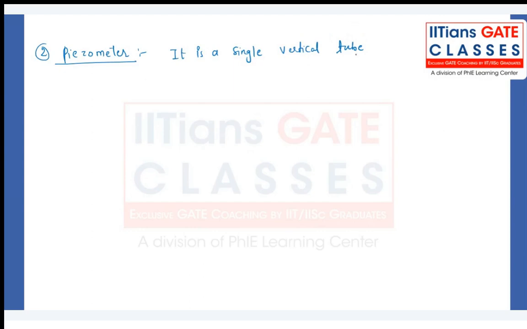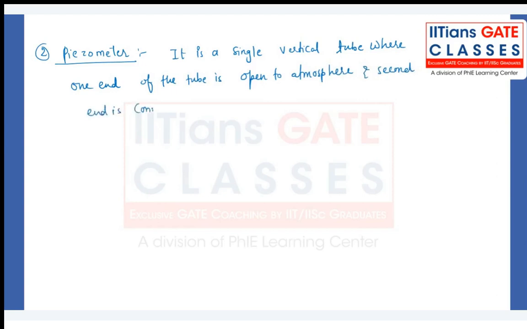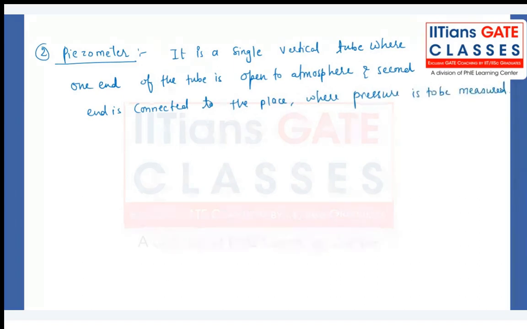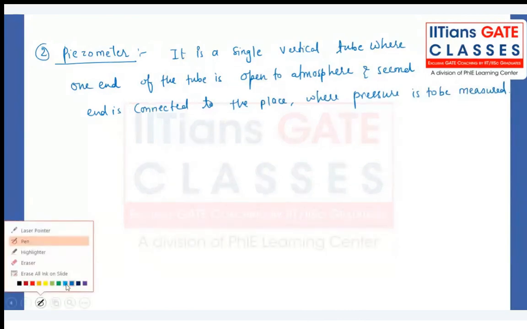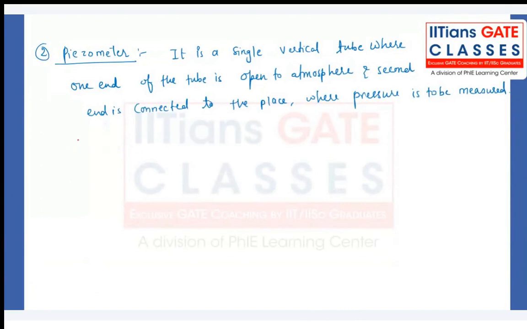So it is a single vertical tube where one end of the tube is open to atmosphere, and the second end is connected to the place where pressure is to be measured. That means if I show it in a diagram, whatever statement I have written, then what can we write?